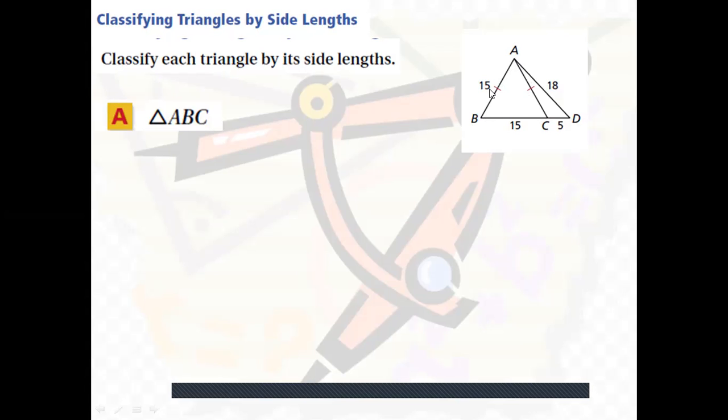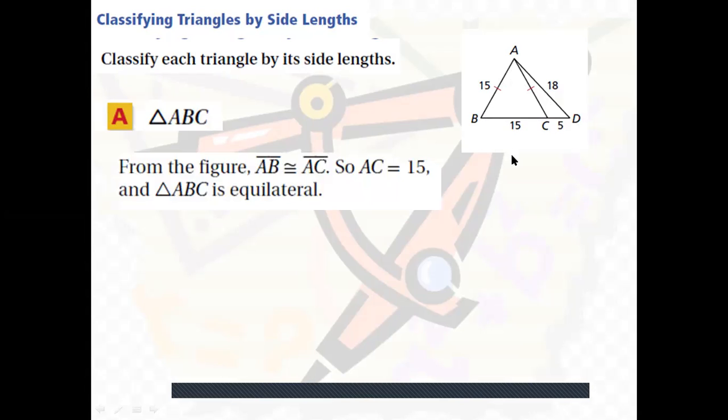So what does that make? 15, 15, 15. All three sides are 15. That makes it an equilateral triangle. All right, now let's move on to the next one, triangle ABD.